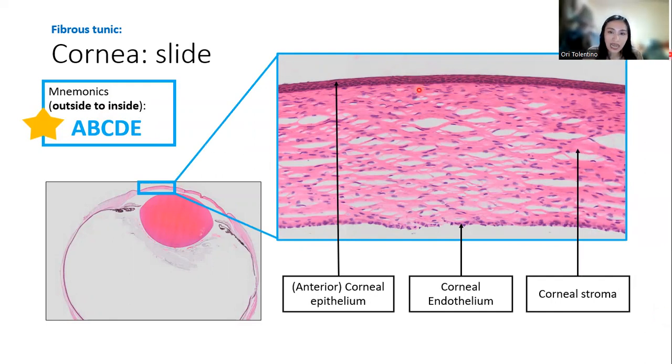So here, actually in our slide, you can see the outermost anterior corneal epithelium. What is the lining epithelium? Non-keratinized stratified squamous epithelium. I might ask that in the exam. Remember, corneal stroma, I might ask what is the type of fiber? Type 1 collagen fiber. And the innermost corneal endothelium is lined by simple squamous epithelial cells.